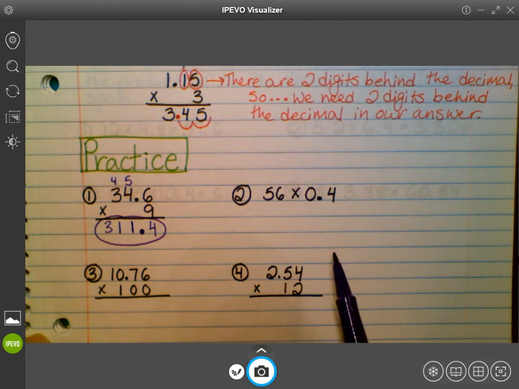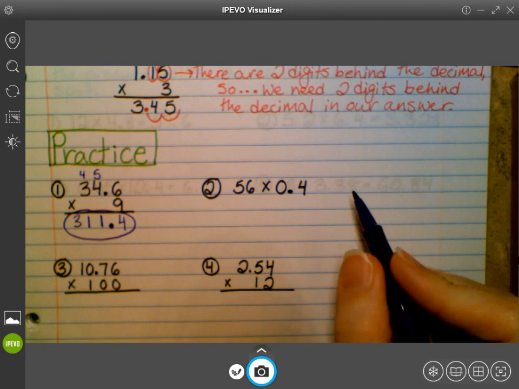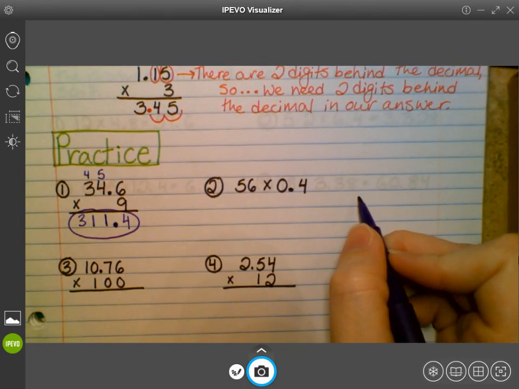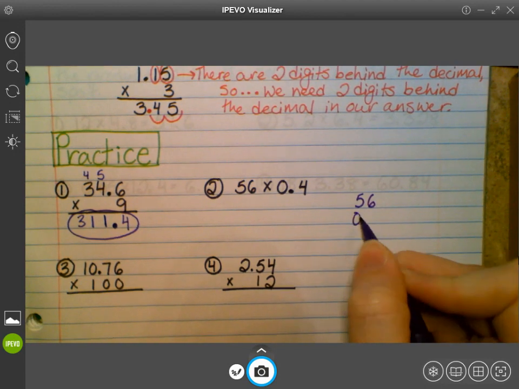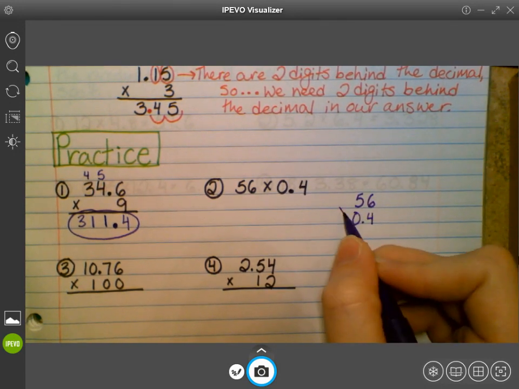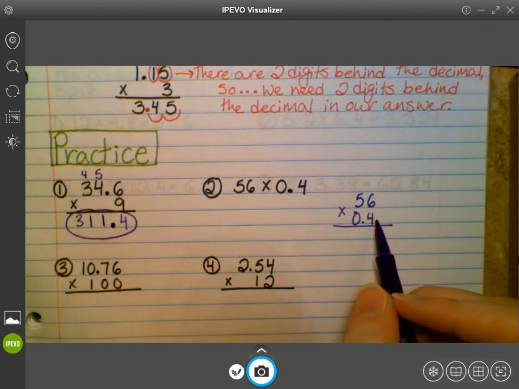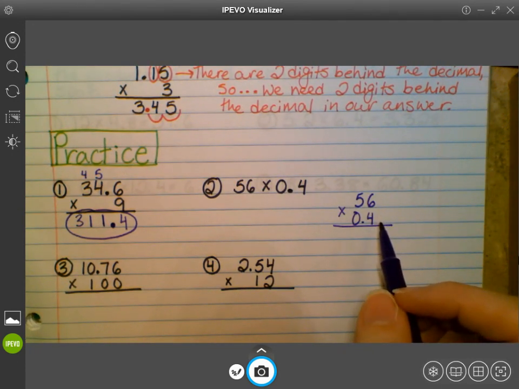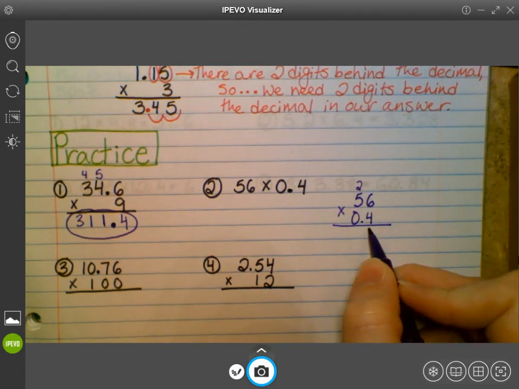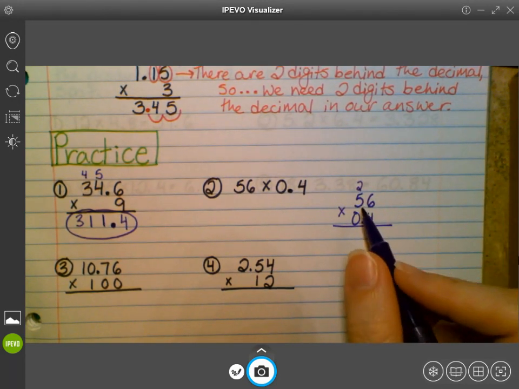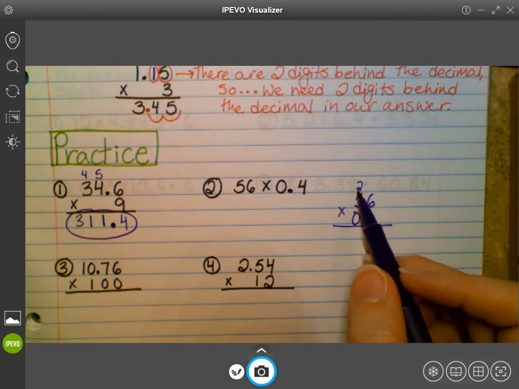So, for number 2, I didn't stack it for you. You had to stack it yourself. So, we would stack it just like they were whole numbers, you guys. So, I would take 56 and 0.4. Stack them just like that. So, then I would take 4 times 6. What is 4 times 6, fifth grade? It is 24. So, carry the 2. Bring down the 4. What is 4 times 5? 20 plus 2 is 22.